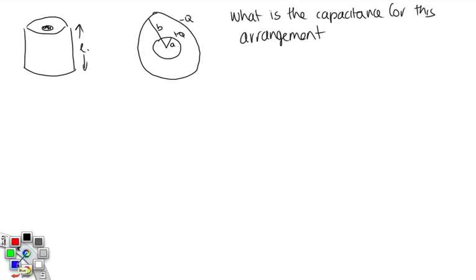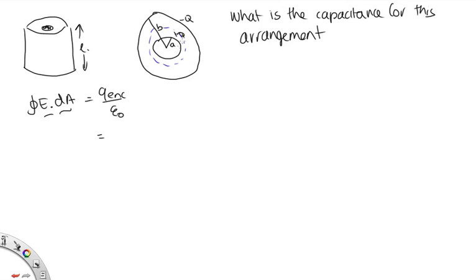So to work this out, we do it in exactly the same way as with the last arrangement. We work out the electric field between these two cylinders, and to do that we can just use Gauss's law again. So the integral of E dot dA is equal to the enclosed charge over epsilon naught. The charge enclosed within this cylindrical surface is given by plus Q over epsilon naught. Now the electric field is constant in this region.